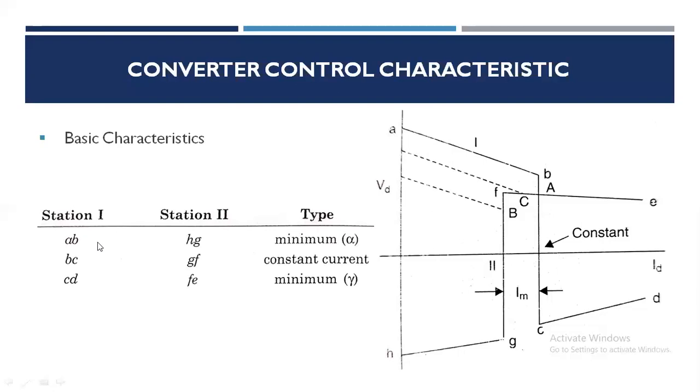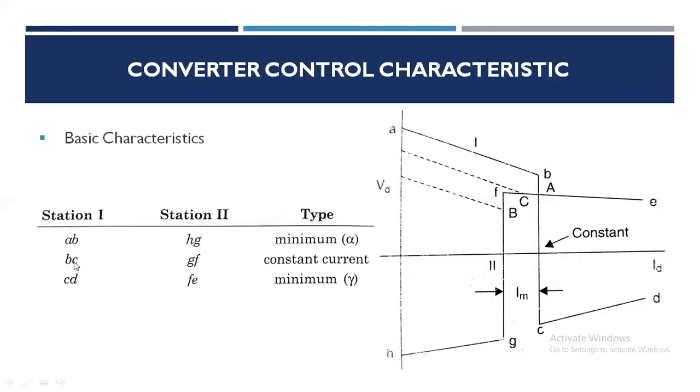These 3 parts are AB, BC, and CD for station 1, and station 2 also has 3 parts: first HG, second GF, and third FE. As I stated, each station characteristic has 3 parts. The first part, AB for station 1 and HG for station 2, is of minimum alpha type.